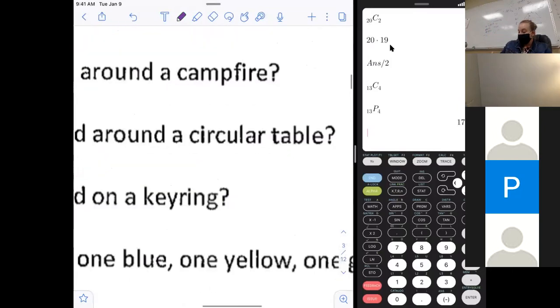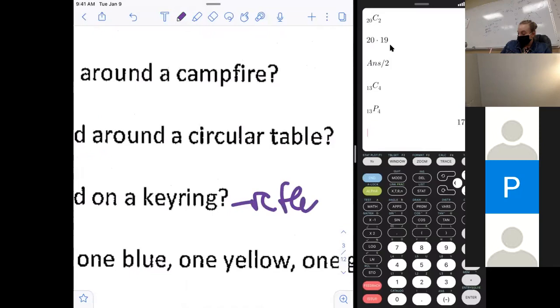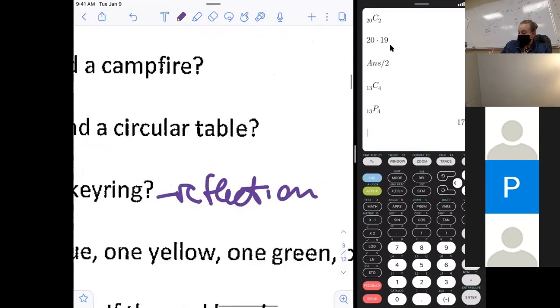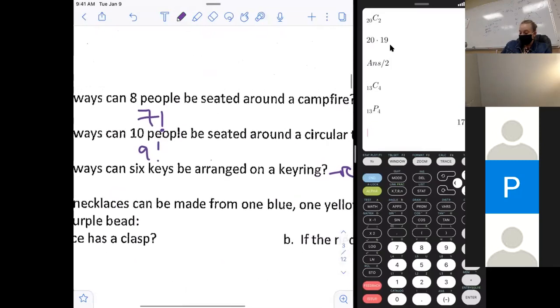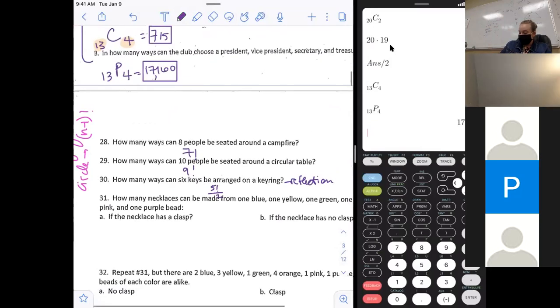When that happens with a key ring or a necklace or a bracelet, we have to deal with the reflection. So it's not 6 for my keys, but 5 factorial. And then I'm going to divide by 2 to get rid of the fact that this is the same as this. 5 factorial is going to give me all of these options and I only want half of it, because 5 factorial is treating these 2 as totally different options. So I'm going to write 5 factorial divided by 2. Anybody have any questions on that?